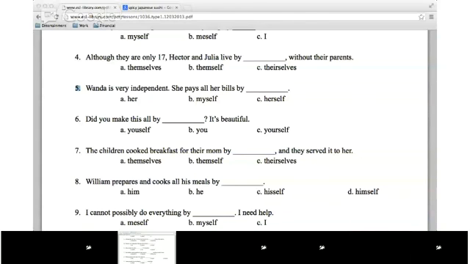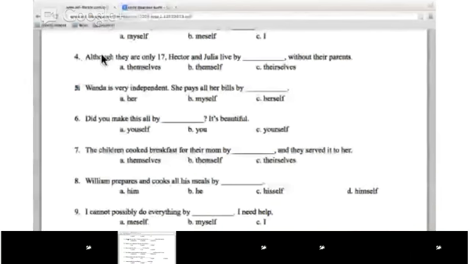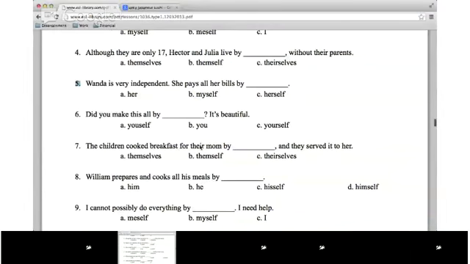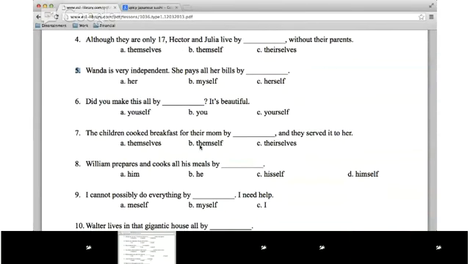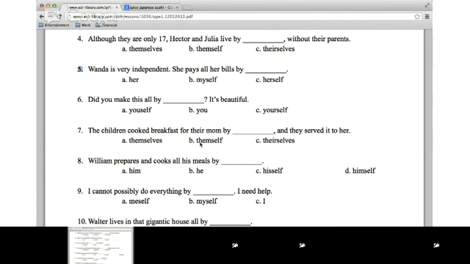Let's go to Rex, number 5, please. Wanda is very independent. She pays all her bills by herself. Good. Yes, by herself. Okay, number 6. This is for Pipe. Did you make this all by yourself? It's beautiful.